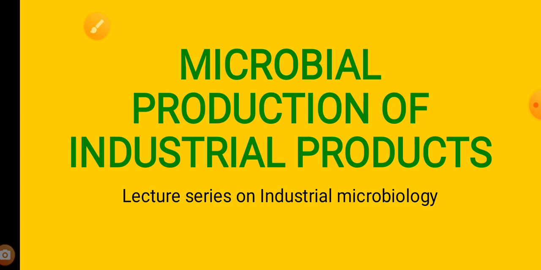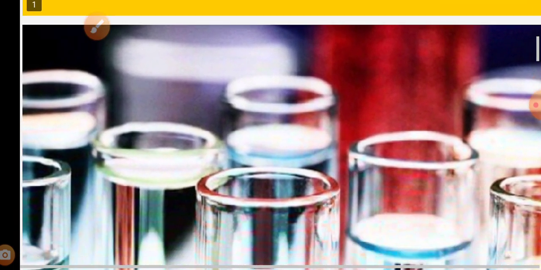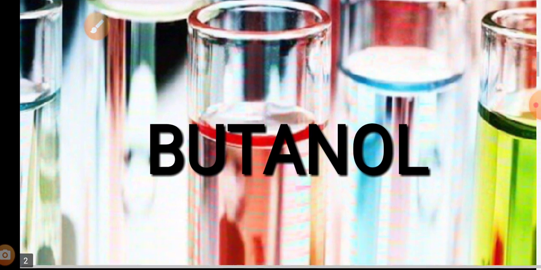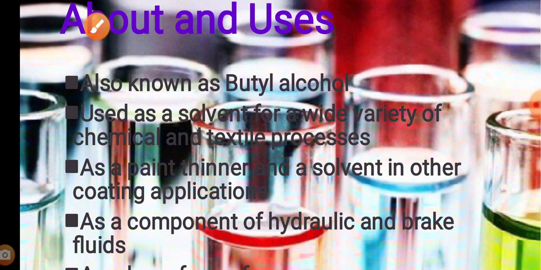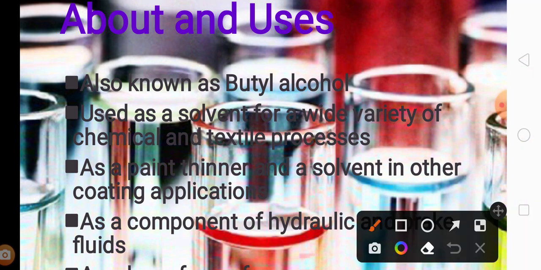This is our third lecture on microbial production of industrial products, and the product that we are going to discuss today is the production of butanol. This has been quite a requested video, and hence today here I am to explain to you the industrial production of butanol. So first let us see what butanol is and what its uses are.